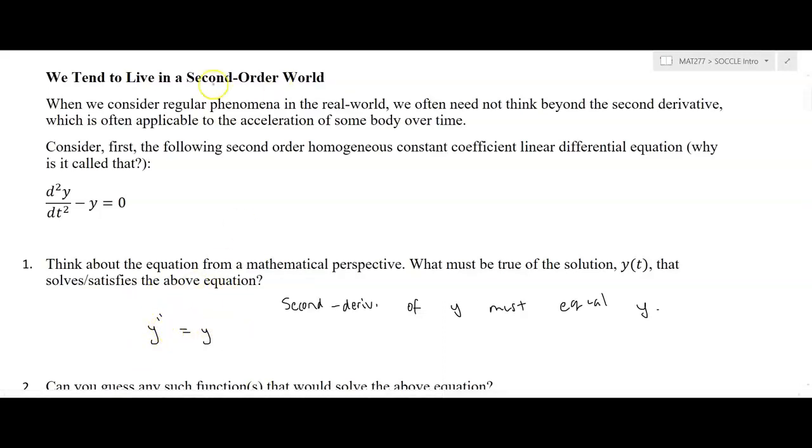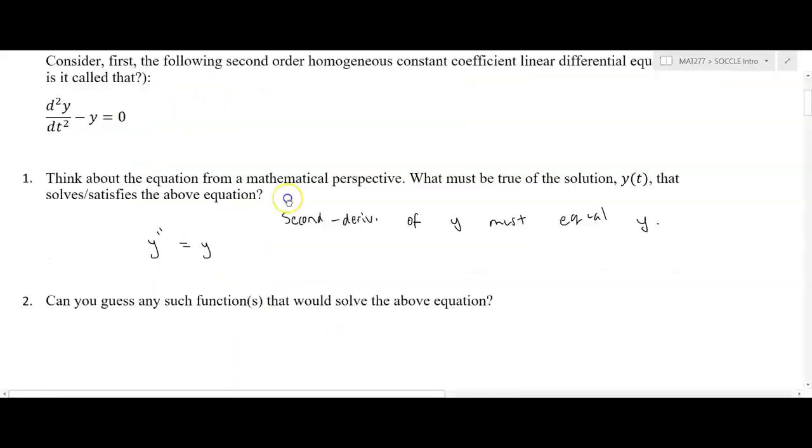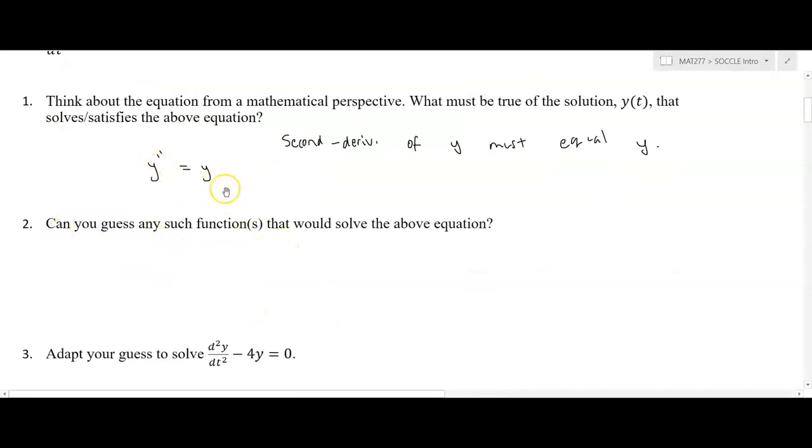I can begin exploring this to see if I can guess any functions that would work here. I can say, well, let me think of some candidates. I like to use the word candidates because these are not necessarily solutions, but just my guesses. You can think about these as educated guesses. Now, I'm going to be really out there right now, and I'm going to say, well, what about something like e to the t plus t squared?